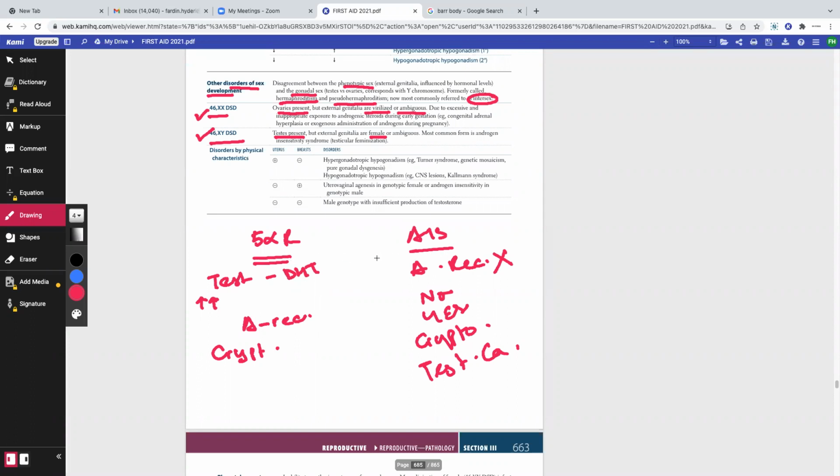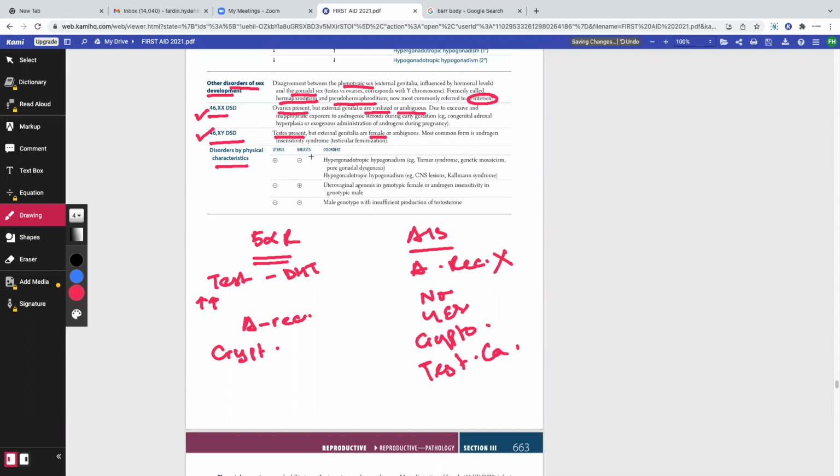Over here, the most common clinical feature could be primary amenorrhea. Okay, so that's that. Did you guys understand the difference between 5-alpha reductase and androgen insensitivity syndrome? Yes? Okay, good. Now, next one is disorders characterized by physical features.